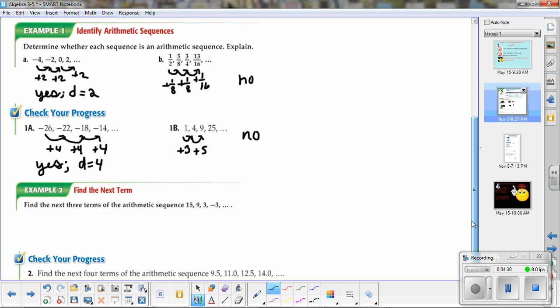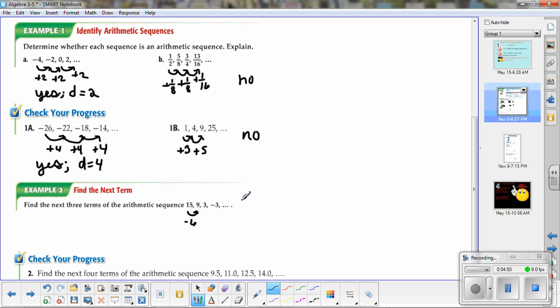In example 2, we're going to find the next 3 terms in an arithmetic sequence. So we need to see what it's changing by. To go from 15 to 9, it's going down by 6. And then from 9 to 3, it's going down by 6. And from 3 to -3, it's going down by 6.